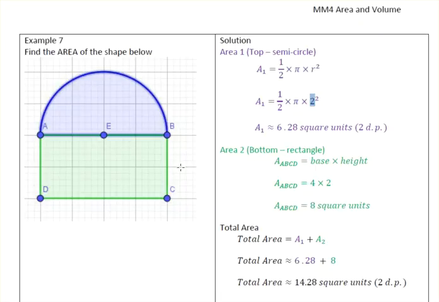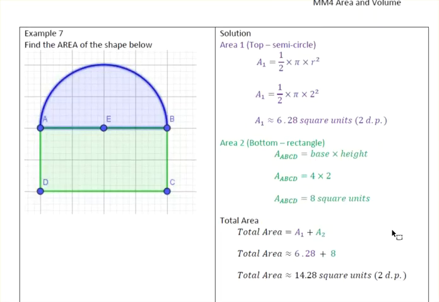The rectangle at the bottom is 4 units by 2 units. So 8 square units. And again, total area is area 1 plus area 2. So I like using the colours. You might not need to do that, but just need to make sure that your working is good, because it's very easy to make a careless error somewhere. So area 1 plus area 2 approximately equals here, because we're rounding, 14.28 square units. And we've rounded, so make sure you put in what accuracy you're using.